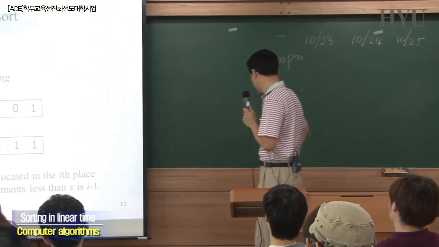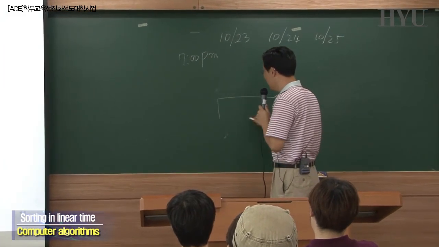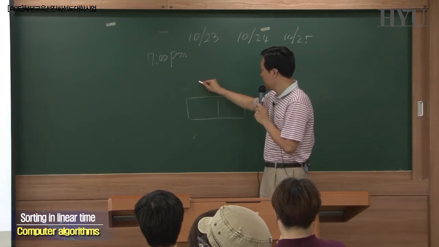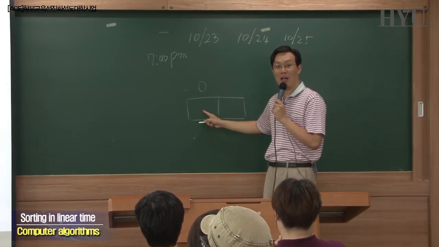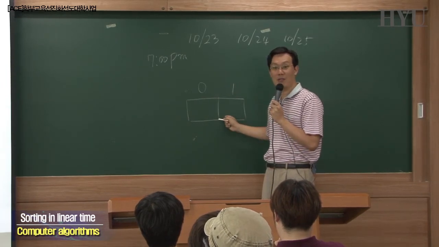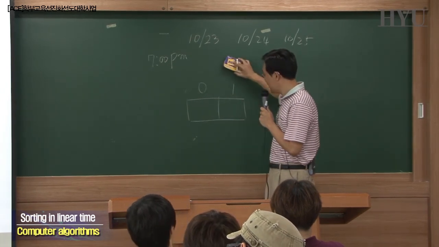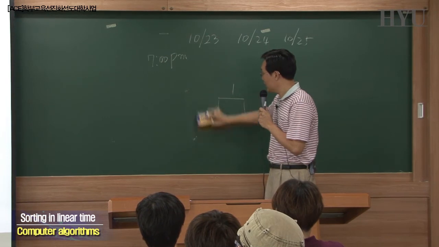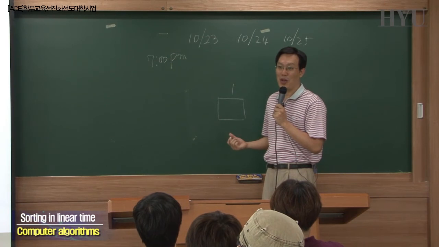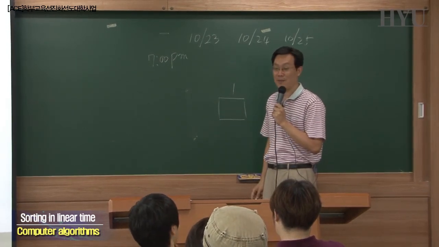That is, let's use two counter variables. This variable counts the number of zeros, and this variable counts the number of ones. Because their sums are n, we only have to count once in this case.